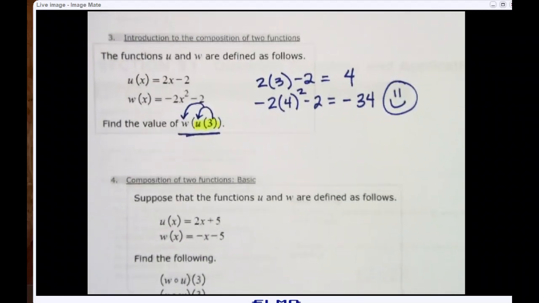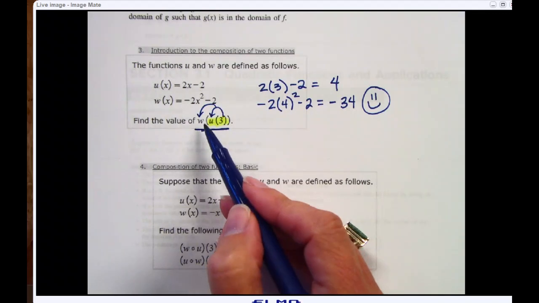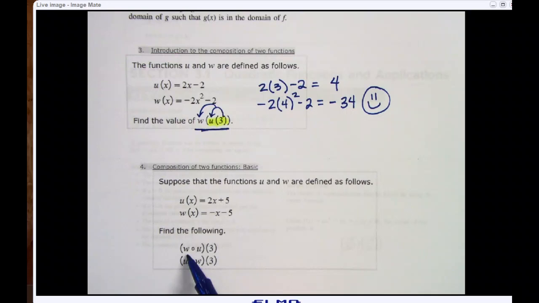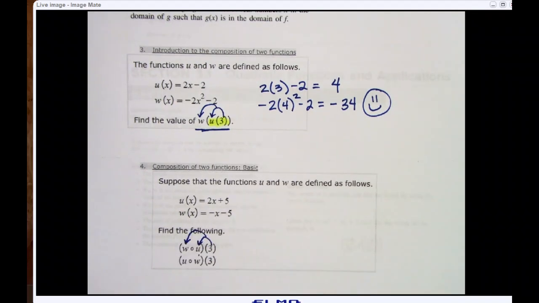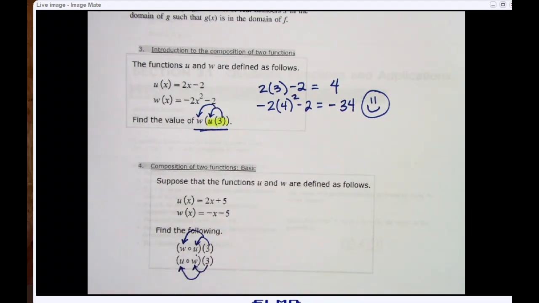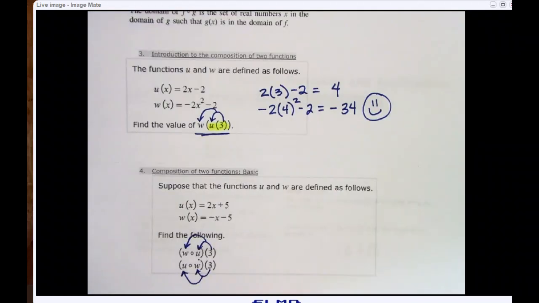Now, these two problems mean the exact same thing. This is w of u of 3. This is just different notation. W of u of 3. Would you like to see me do another one of those? Because I would be happy to. Feeling all right? So on this one, we'd go into the w first, and then we would plug it into the u. All right. No question?